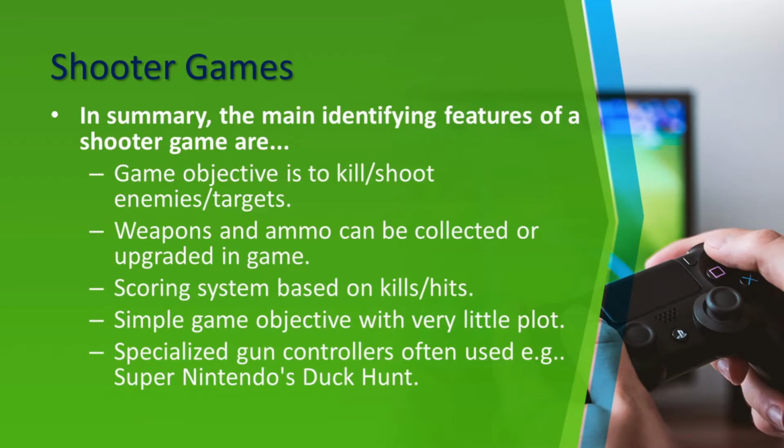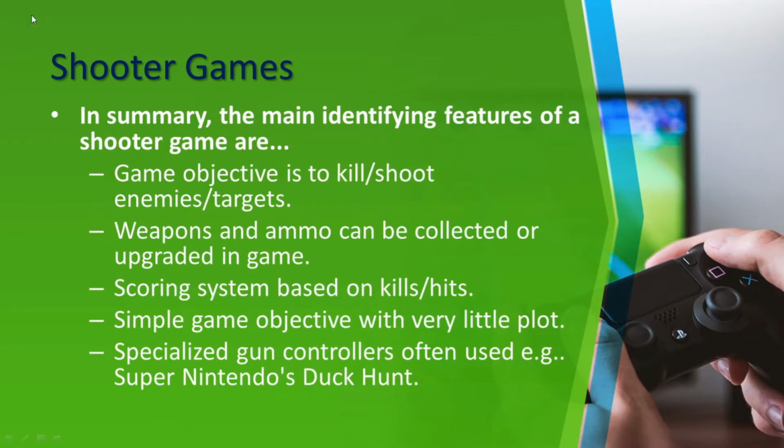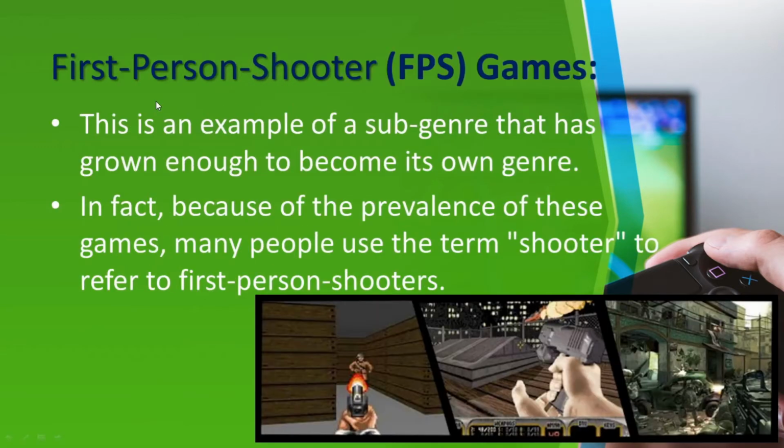Aside from shooter games, we also have the first person shooter game. Basically, your FPS or first person shooter is a subgenre of your shooter game. A subgenre is more specific; this is regarding the point of view that is being used for this genre of game. This is an example of a subgenre that has grown enough to become its own genre. In fact, because of the prevalence of these games, many people use the term shooter to refer to first-person shooters, or FPS games.